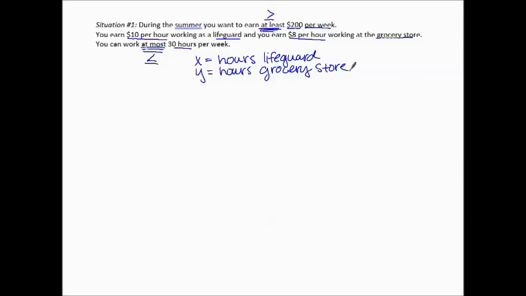I know I want to earn at least $200. So let's look at our equation that is related to how much money I will earn. My first equation has to do with the money that I will earn. So I'm going to earn $10 per hour as a lifeguard and $8 per hour at the grocery store in a week. Now I want to earn at least $200. If you notice, all of these coefficients and constants deal with money. So that allows you to see how you want to set up your inequality there.